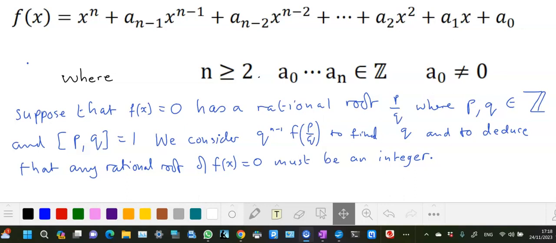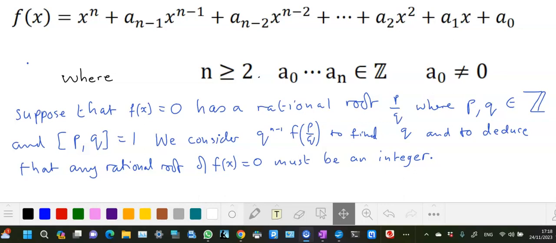This is STEP paper 3, 2011, question 2. In this question, we're asked to consider the polynomial f(x) = x^n + a_{n-1}x^{n-1} and so on through until a_0, as shown in the first line, where n is greater than or equal to 2, all the a's are members of the integers, and a_0 is not 0.